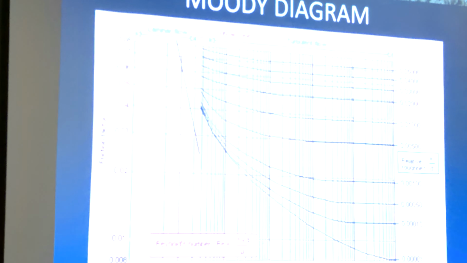Okay. So the Moody diagram looks like this. It's Reynolds number along the bottom, right? So friction factor f.